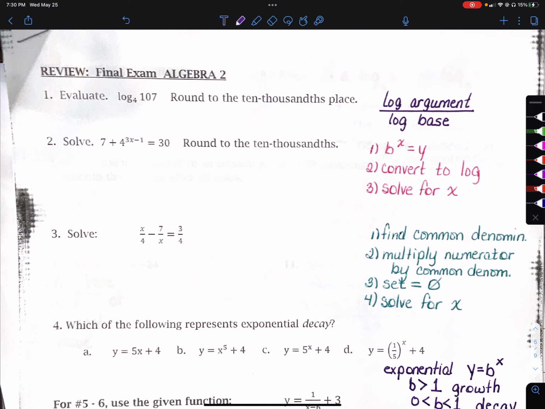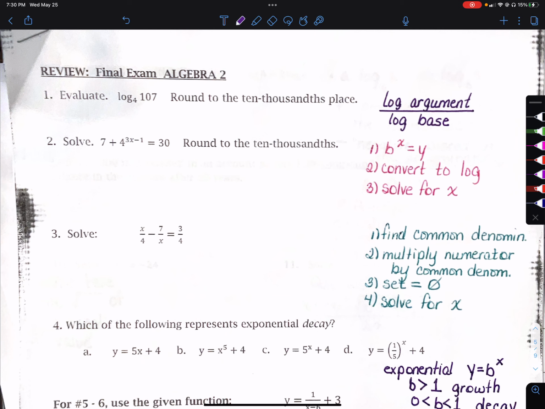All right, so first one, number one, we are going to evaluate. Know that there's a difference between evaluating and solving. Evaluating does not have an equal sign. We're just rewriting it in a decimal form. Solving means that we have to actually solve for x. We'll still get a decimal answer, but we've got to find out the value of x.